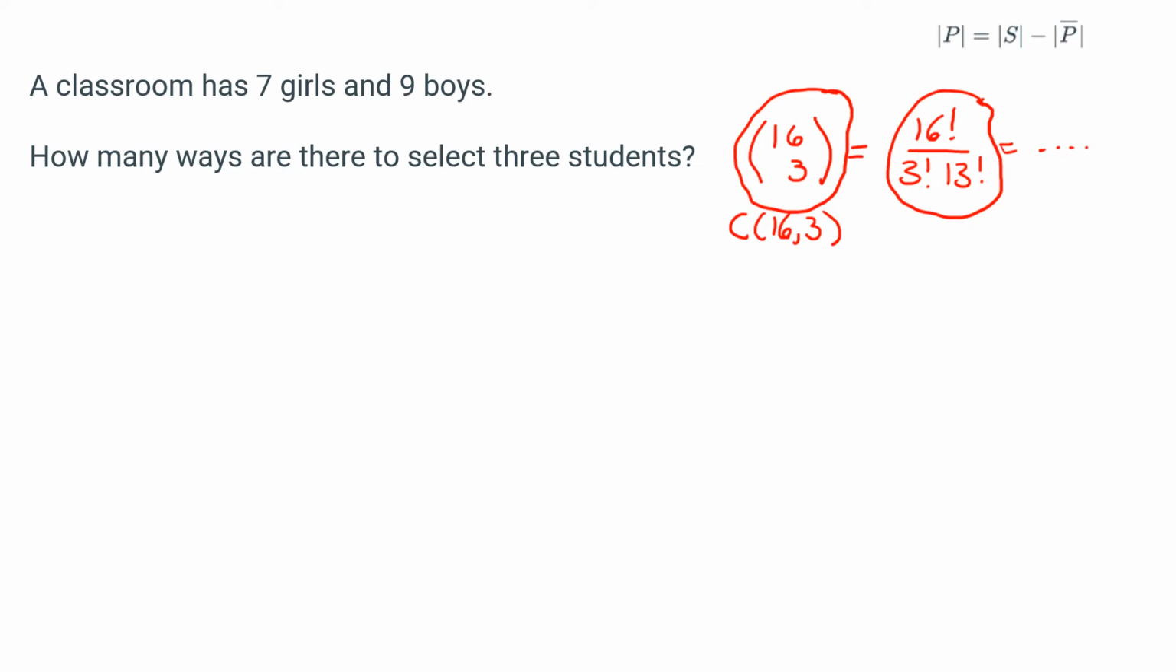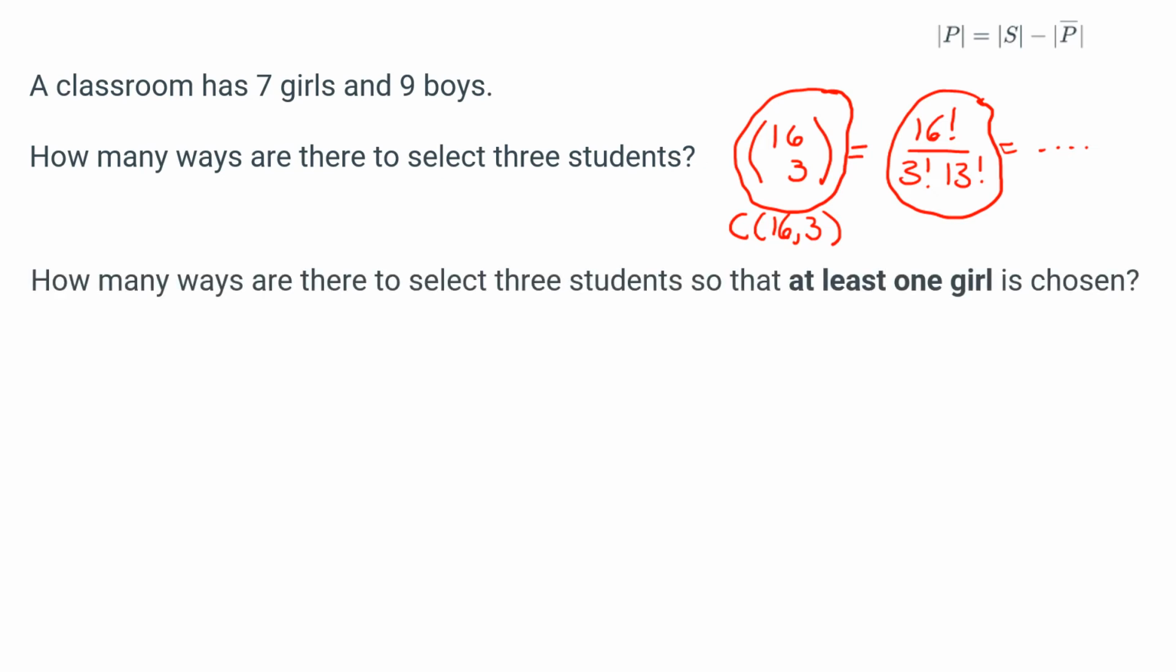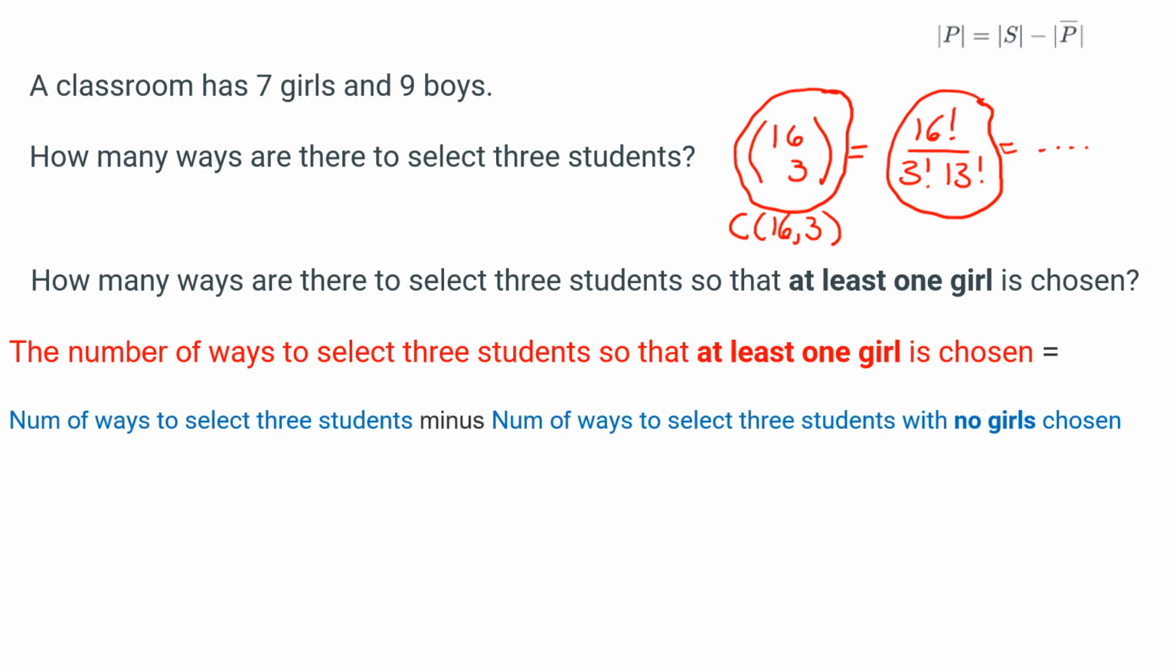Okay, that's just how many ways to select 3 students in general. So we haven't used our new rule yet. But let's say that we're asked now, how many ways are there to select 3 students so that at least one girl is chosen? The trouble is there's lots of different ways. We could have 3 girls or 2 girls or just 1 girl, right? So to simplify it, we'll use this complement rule.